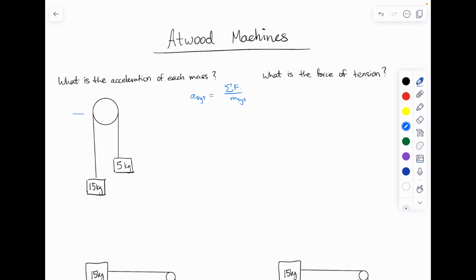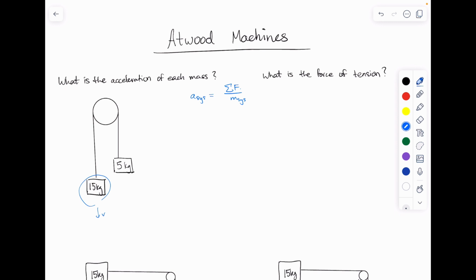So we have an Atwood machine over here, and you can probably guess already what is going to happen if I were to release these masses, right? You would probably expect the heavier mass to start to move this way, right? And then in a similar fashion, this guy will start to move up. But we want to be able to quantify exactly how this is going to happen.